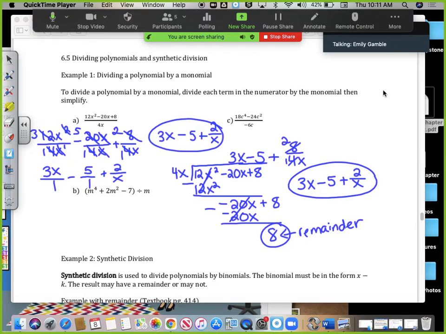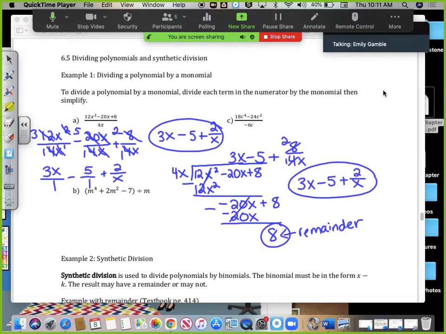So this process can be used. Wait, is the denominator always going to be the monomial that you're dividing by? Yes, yes. So this process can work all of the time. You might prefer what I just did to what I did here because it's been a couple of weeks maybe since I taught this, and it only works sometimes. The long division process works every single time.